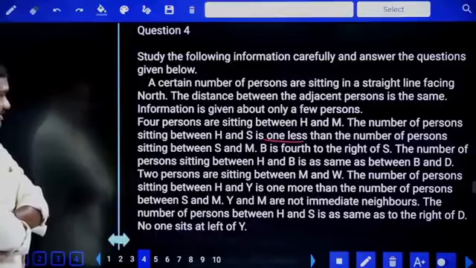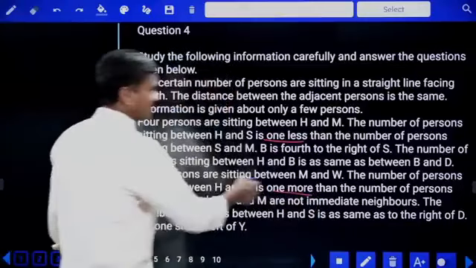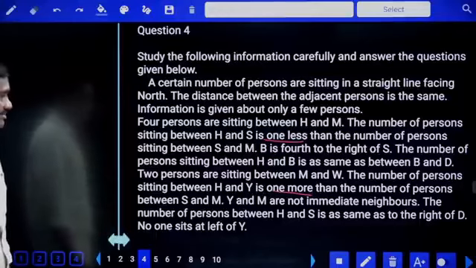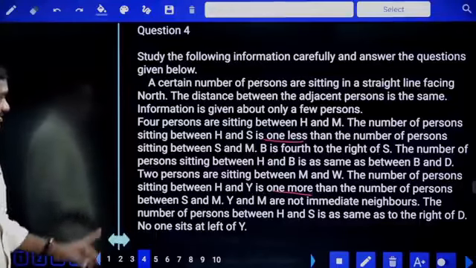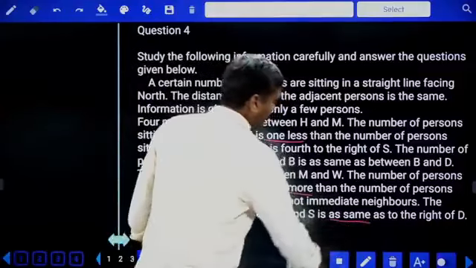Number of persons between H and Y is one more than the number of persons between S and M. Earlier we said 1 less than, here it is 1 more than. Y and M are not immediate neighbors. Number of persons between H and S is same as that of right of D. Here we have 3 different statements.